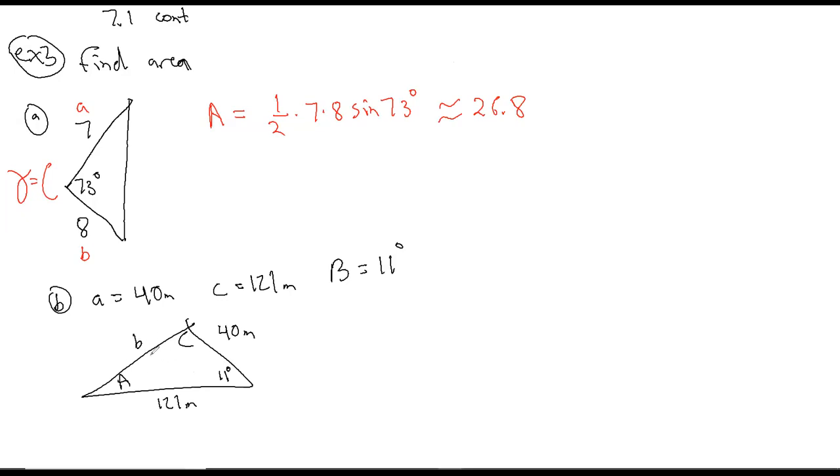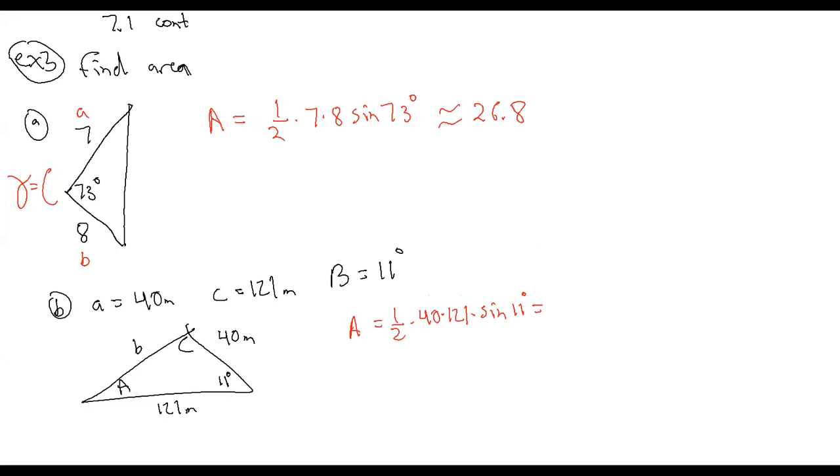Now I'm not going to find any of these three unknowns. All we want is the area, which again, we have a corner of information, so we can use our formula that A is 1/2 times the product of the sides that surround the angle. So 1/2 times the 40 times the 121 times the sine of the angle between them, which is 11 degrees. And then we just put that in our calculator.